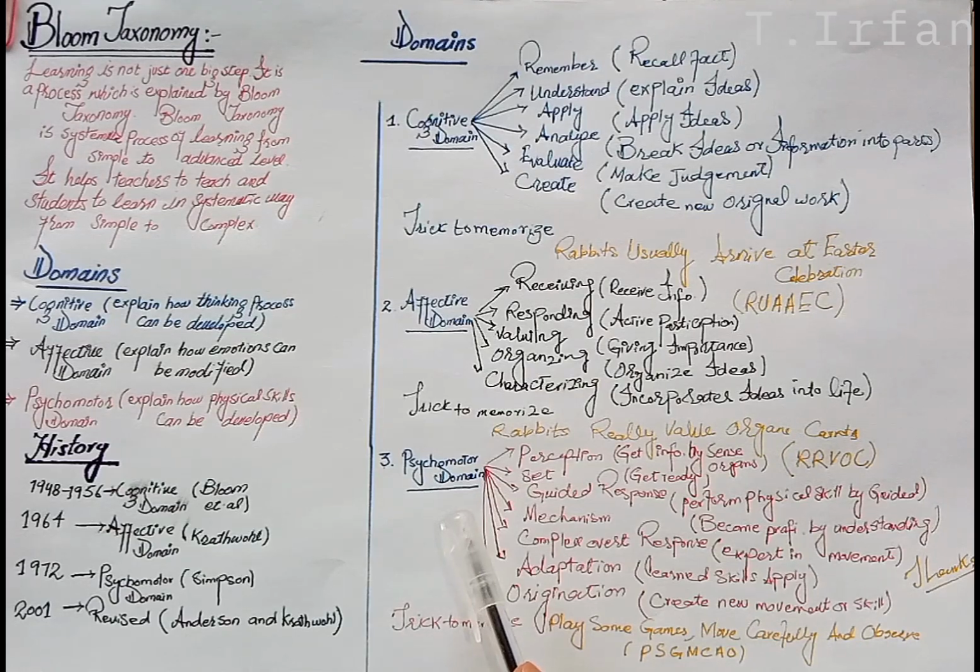In the mechanism level, he will learn how to play the musical instrument or how to use the fingers with proficiency or confidence. In complex overt response, he will become expert in playing music. In the adaptation level, he will use the learned information and will play differently. And in the last step, origination, he will be able to create something new or original music.